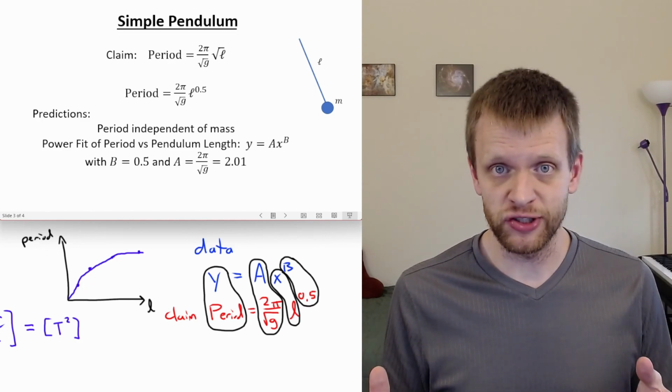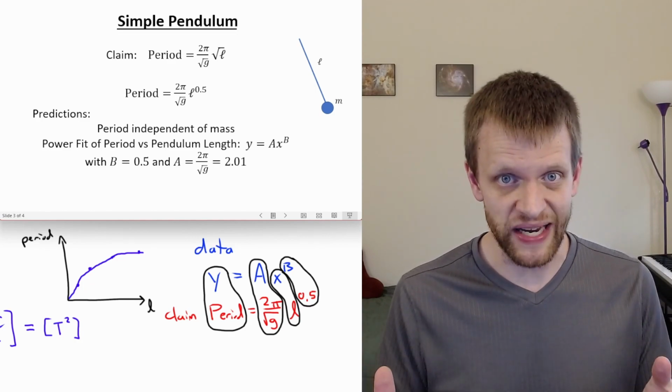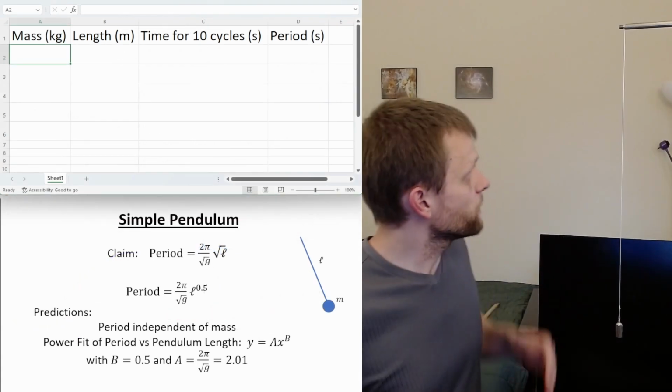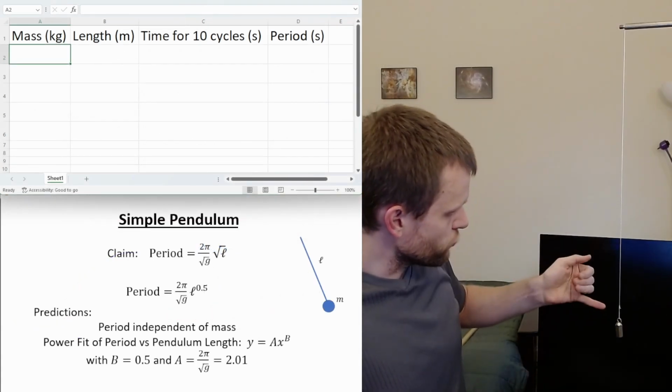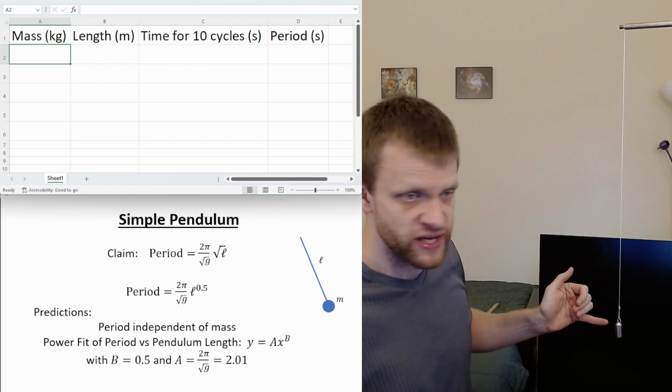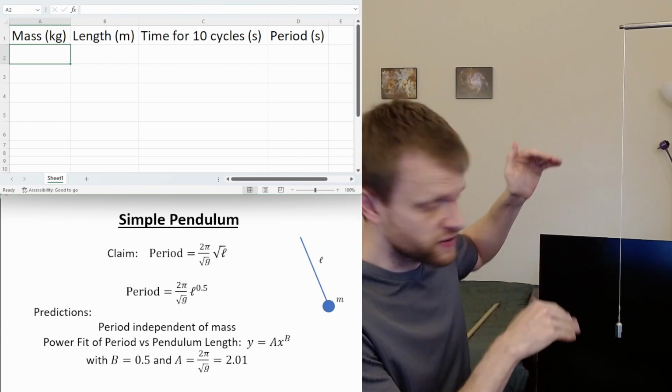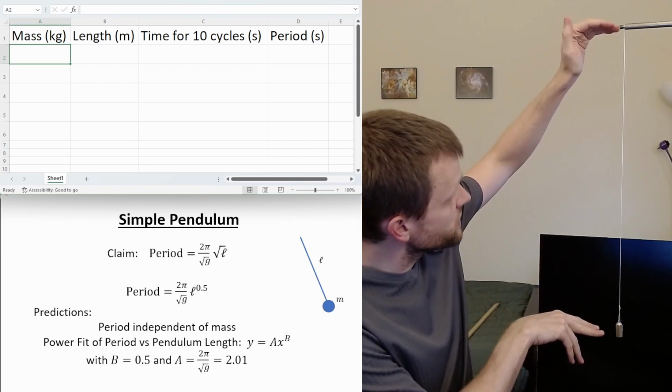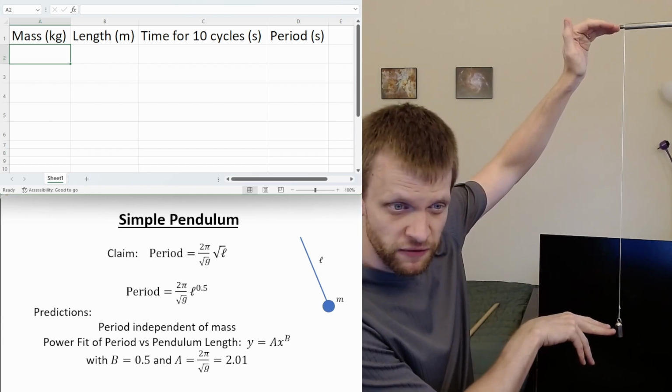Let's start building some pendulums and start taking some data. So we've got a pendulum, a low mass string, a small mass attached to the end of it, and when we measure the length of this thing, we are going to measure the length from the fulcrum point to around the middle of the mass.